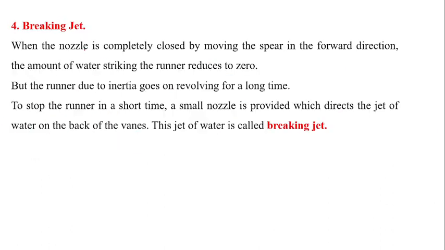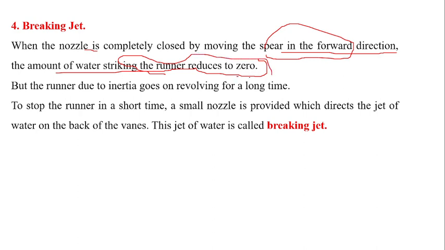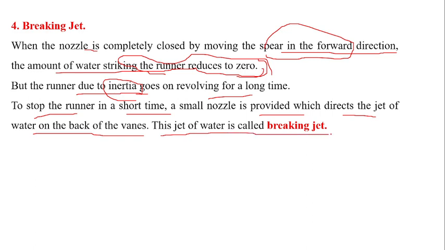Next, the braking jet. The nozzle is completely closed by moving the spear in the forward direction, and the amount of water striking the runner reduces. But the runner, due to inertia, keeps revolving for a long time. To stop the runner in a short time, a small nozzle is provided which directs a jet of water on the back of the buckets. This jet of water is known as the braking jet. They will ask what is the braking jet.